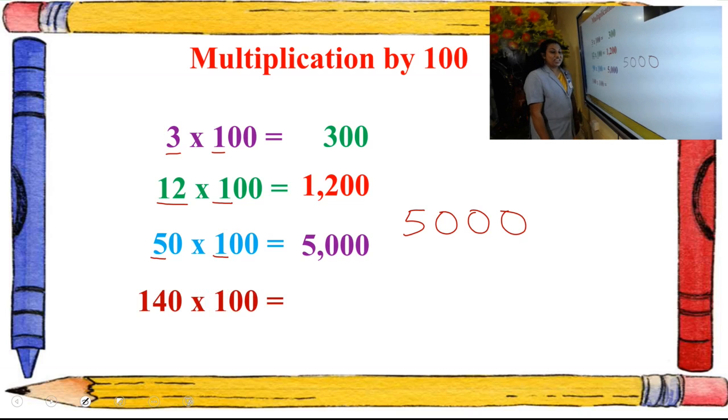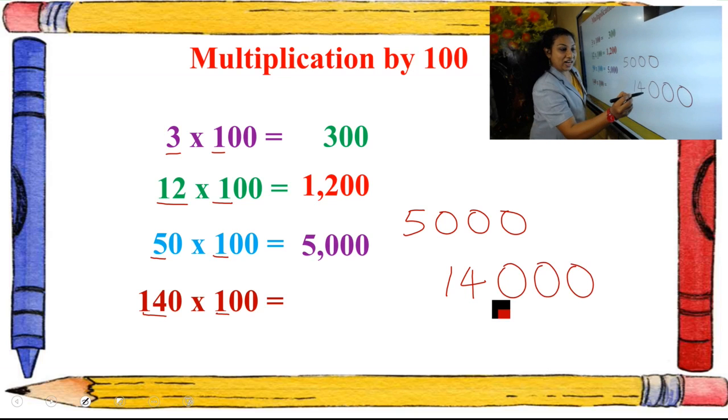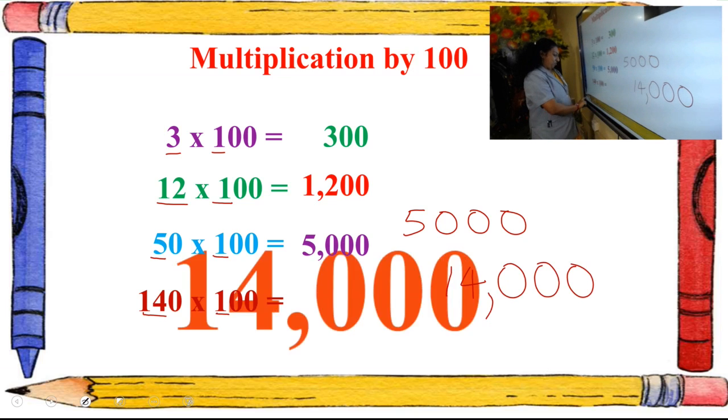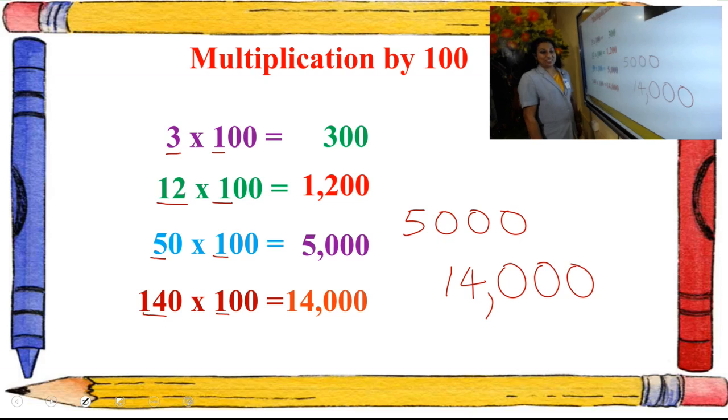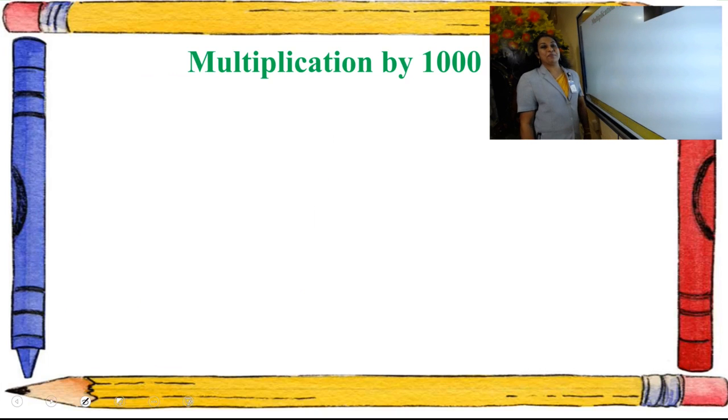Next, 114 into 100. What will you do? 114 into 1, that is 114. And count the total number of zeros in the question. How many zeros are there? 1, 2, 3. So add 3 zeros. How will you read this? It is 14,000. Clear? Next. Next is multiplication by 1000.